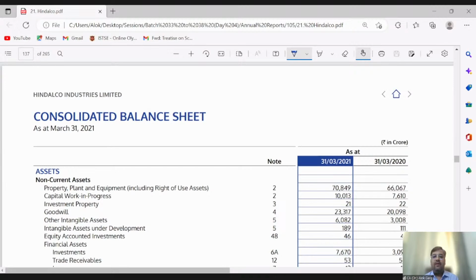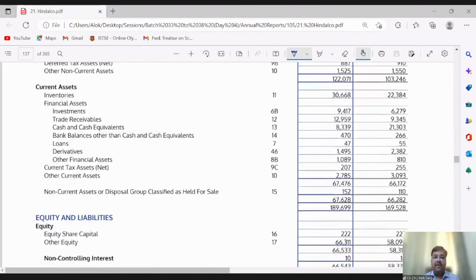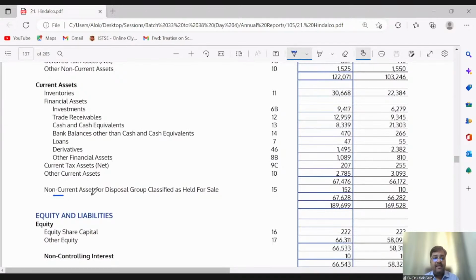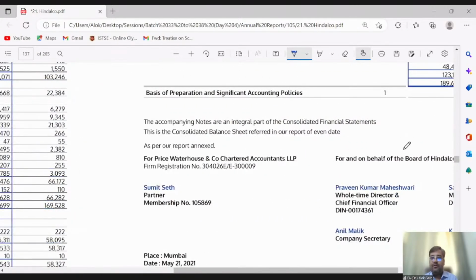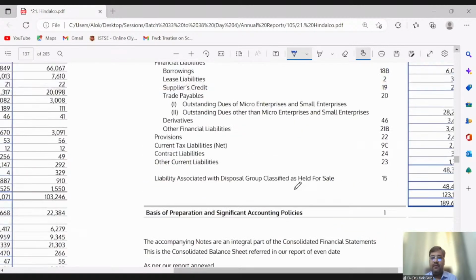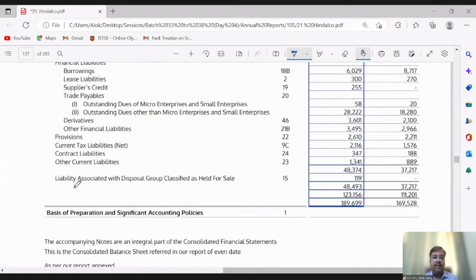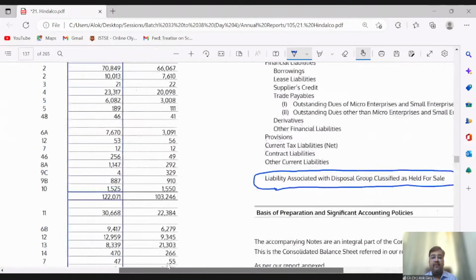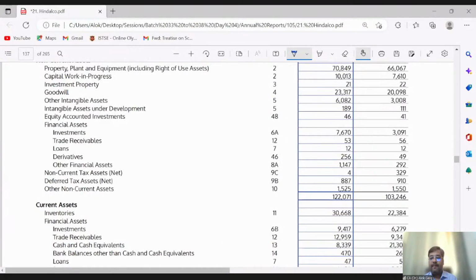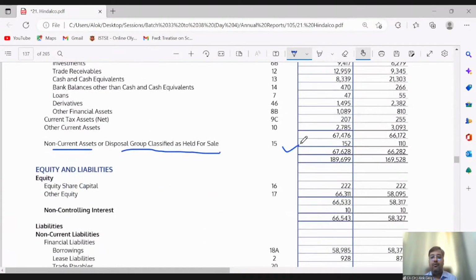Yeah, so this is the balance sheet of Hindalco Industries Limited. In the balance sheet, in the current assets category, you can see non-current assets or disposal group classified as held for sale. So this is on the asset side. And on the liability side, they have also given liabilities associated with disposal group classified as held for sale. Let's look at note number 15. The amount is 119 crore for liability, and for assets, the amount is 152 crores.